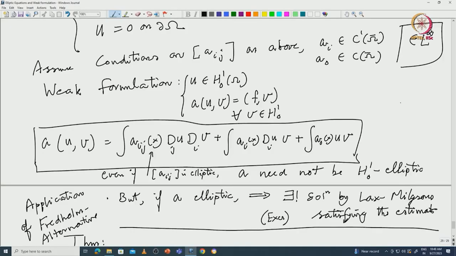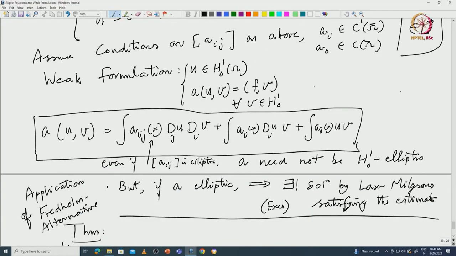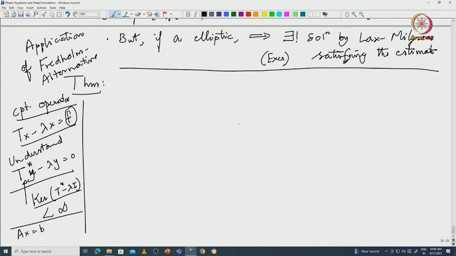So last class we were discussing the general second order equation, LU equal to F, without even the assumption that a naught is non-negative, and then you have the bilinear form a(u, v) of the form you have written here. And as I said, A need not be elliptic. And we are going to state a general theorem where we will be applying the Fredholm alternative.